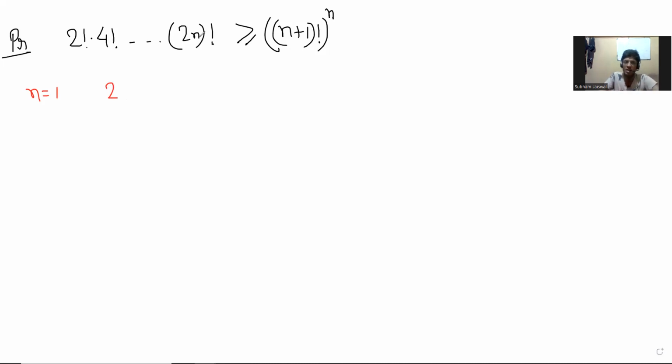Because if you're doing induction on n, n is 1, but then the left hand side is 2 factorial. And so n is 1, so this side is 2 factorial to the power n is 1, so it holds. Okay, so base case is fine, right? So this is the base case. So now how should we go about, what should be the induction hypothesis?